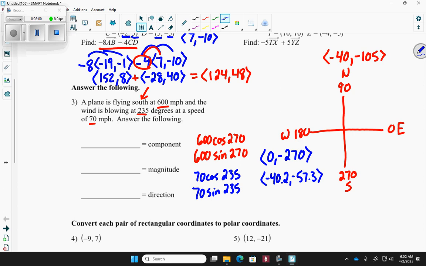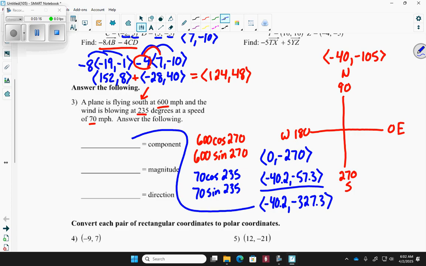All right, we're going to add both these together. We're going to get -40.2, and the other one is -657.3. All right, so this is my component. Now remember the magnitude. The magnitude is x squared plus y squared is equal to the magnitude squared. So I'm just going to square my x and y components, add them together, and then simply square root it.